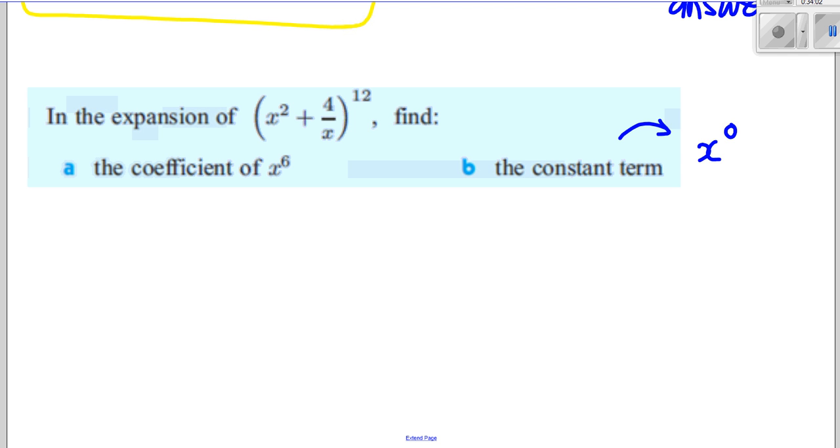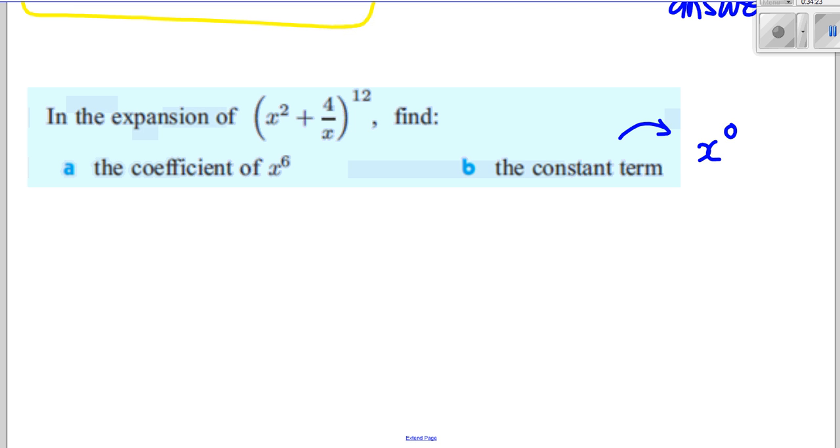So at some point in this expansion, there's going to be no x, so constant term, no variable. In this case, the variable is x, so x is the variable. The number is the coefficient, x is the variable. So no variable means no x. Will the constant term always be x? No. The constant term will always be just a number with no x.